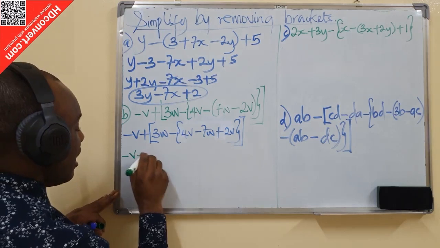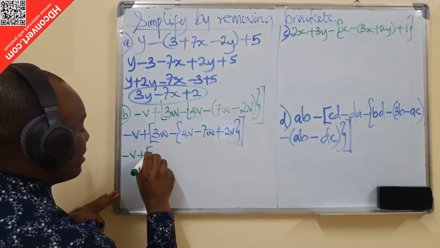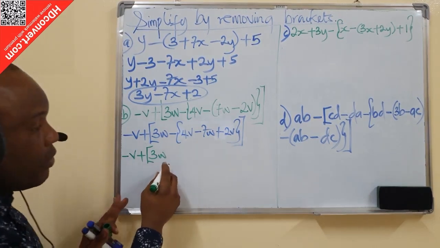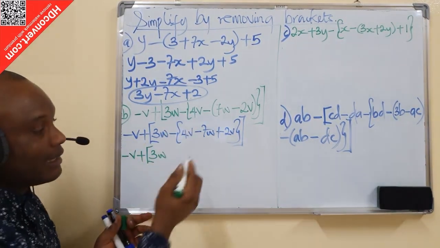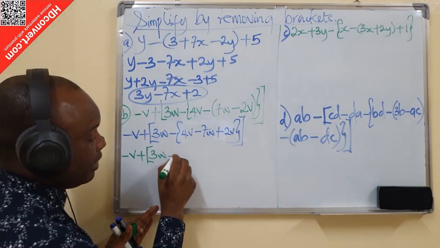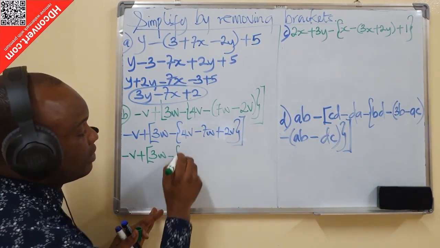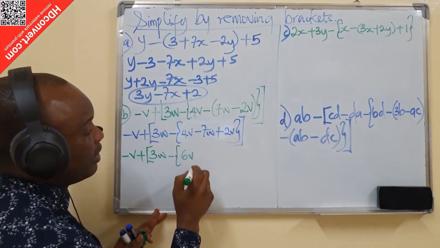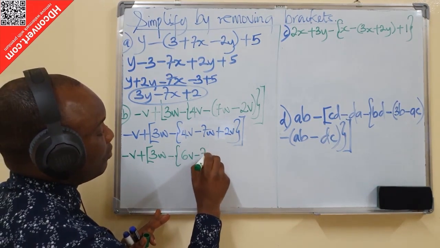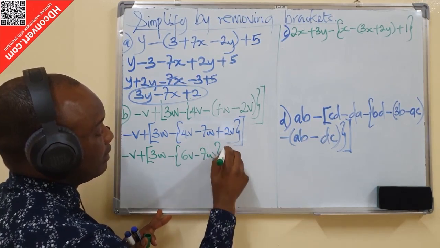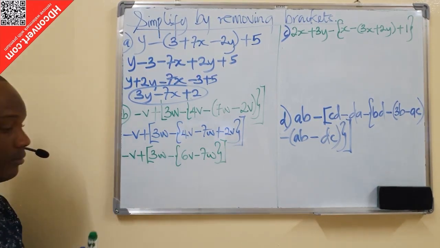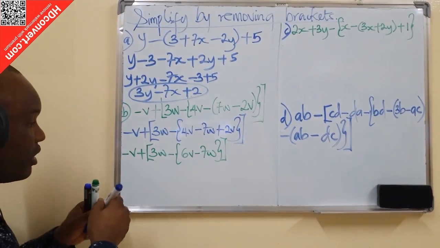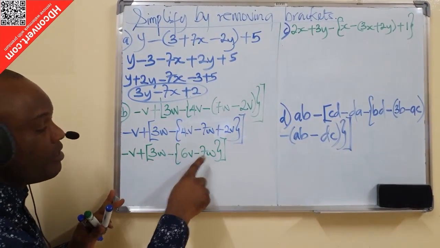Negative v add, open a block bracket, 3w minus. Before we open the bracket, let's simplify what's inside the bracket first. So the minus stays, okay? Now our curly bracket comes, 4v add 2v will give us 6v. Now we have just negative 7w in it. Close your curly bracket and then close the block bracket. Now we can go ahead to simplify. So to do that, we'll go this way. We're going to simplify by opening up this bracket next.